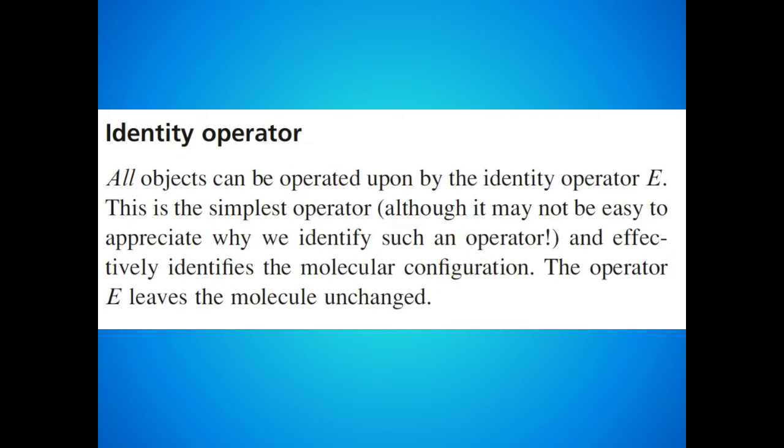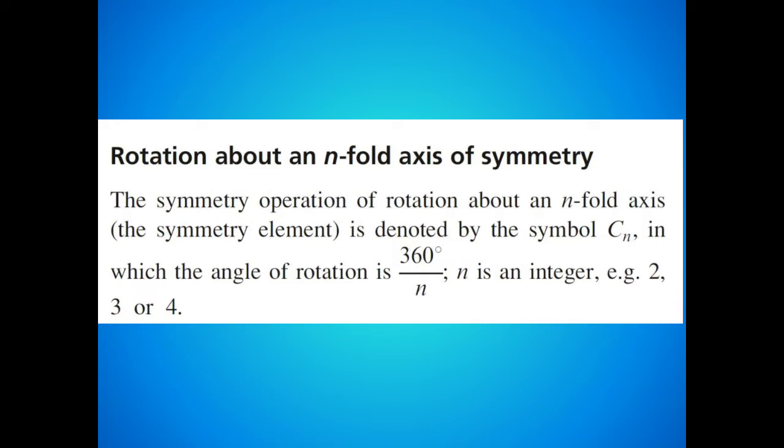Now this is the second element of symmetry, that is rotation about the n-fold axis of symmetry. This is also called Cn. It is denoted by Cn. Let us see what we mean by this n-fold axis of symmetry.